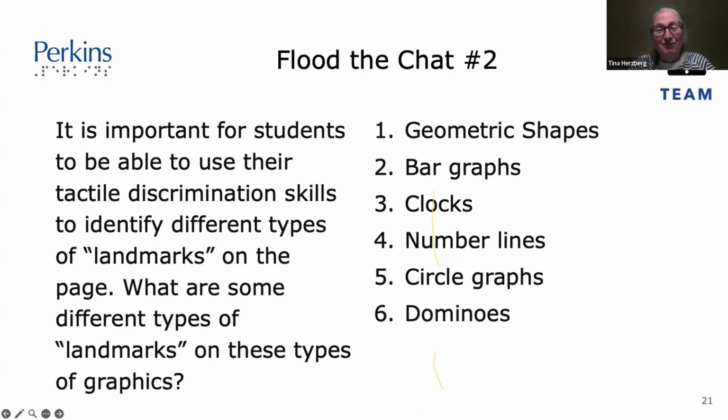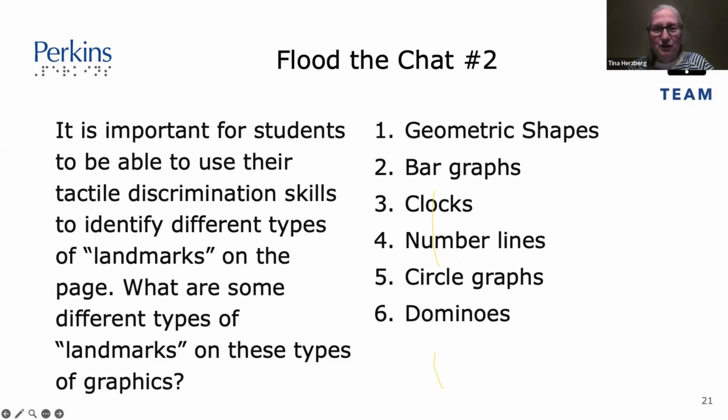So I was thinking it was flood the chat time. We were just talking about a number of different types of graphics. It's important for students to be able to use their tactile discrimination skills to identify landmarks on a page. What are some of the landmarks on these types of graphics, y'all?